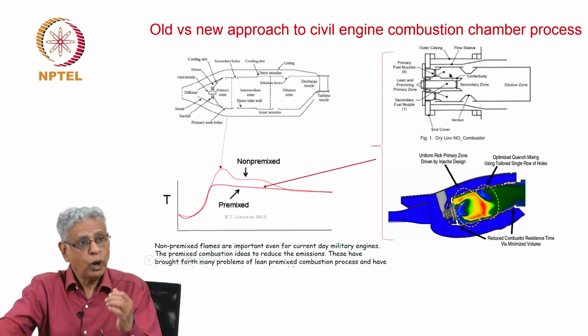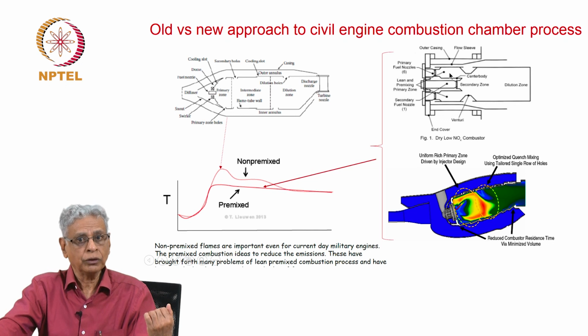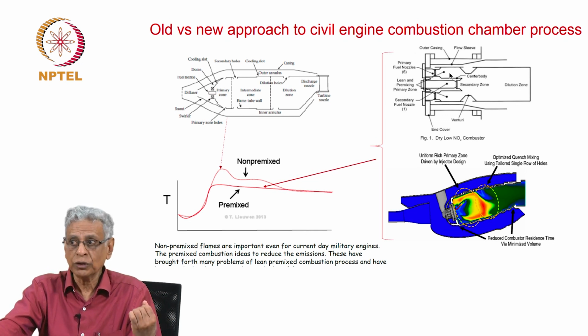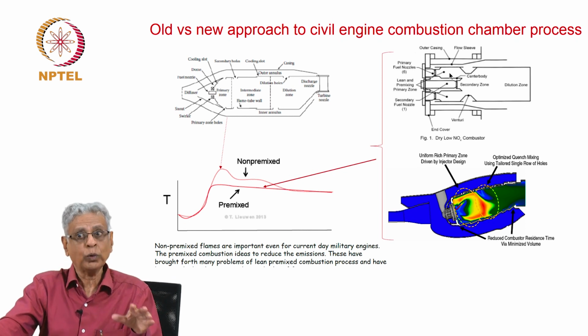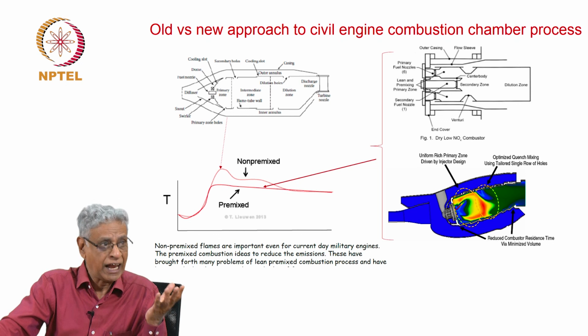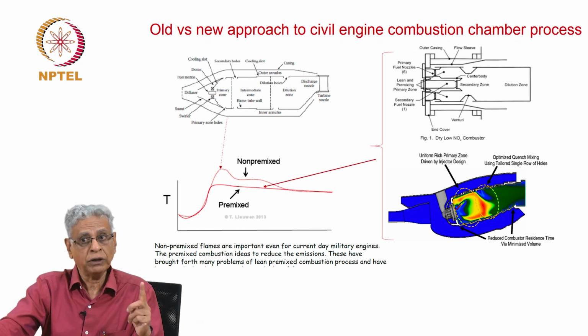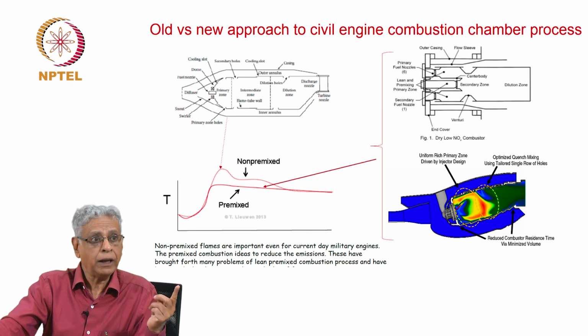But you want to reduce the emissions. The only way of reducing the emissions is to do premixing and burning at as lean a condition as possible. It helps you to reduce the specific fuel consumption as well. That is the change between the old practice of diffusive mode of combustion and the current day combustion process in civil engines.